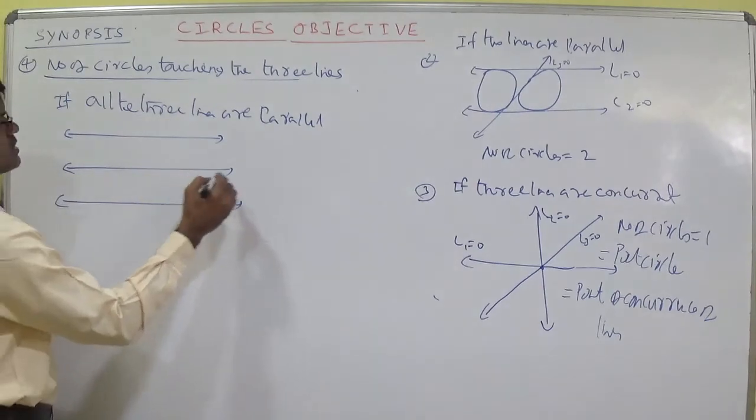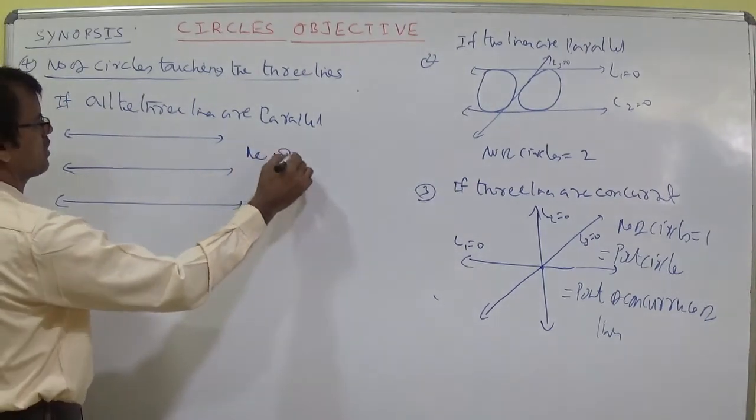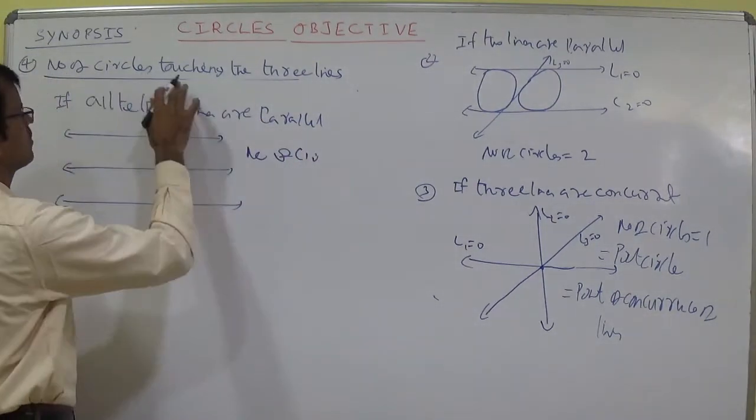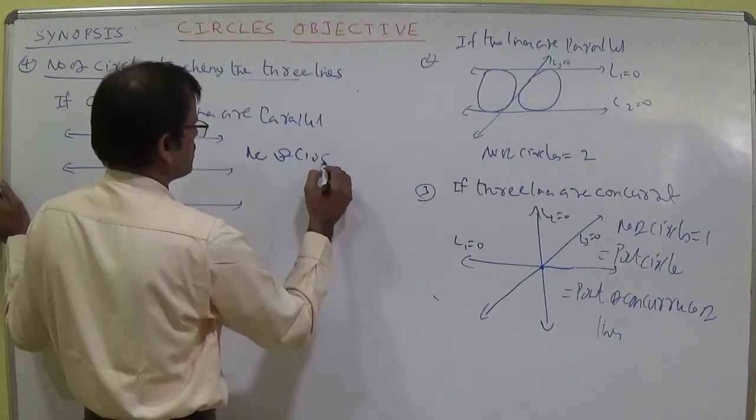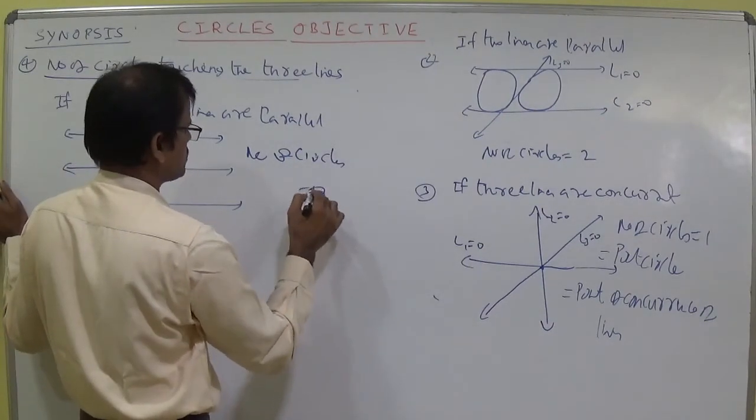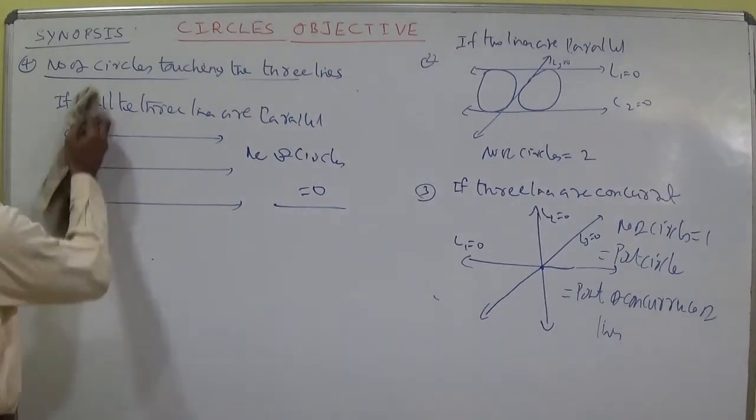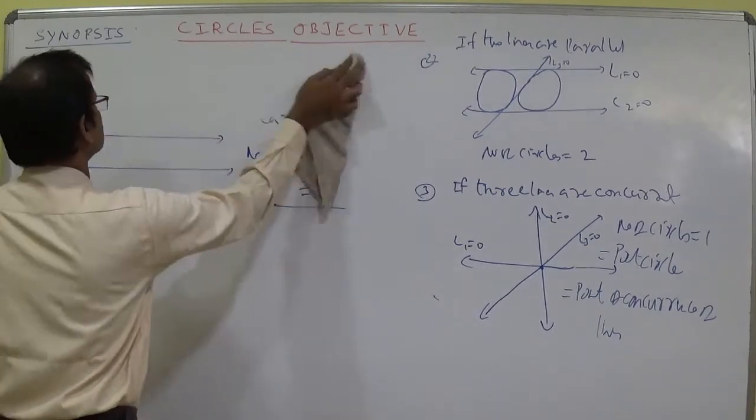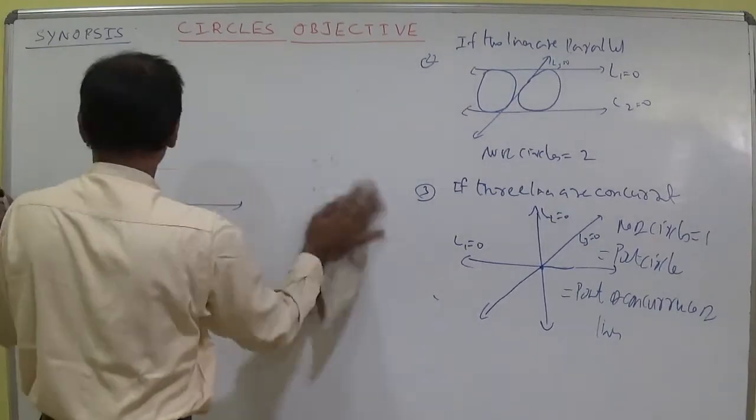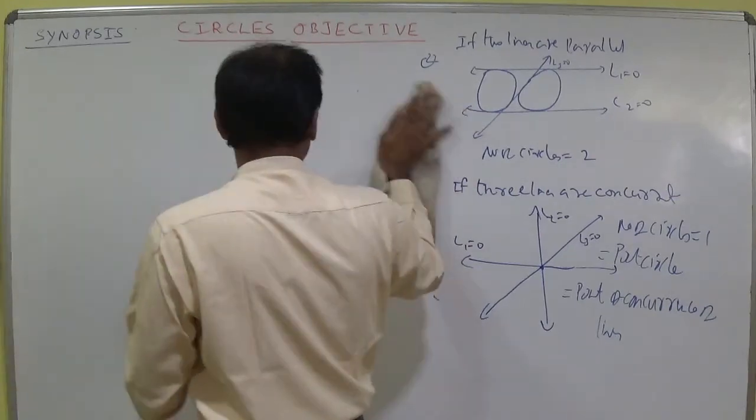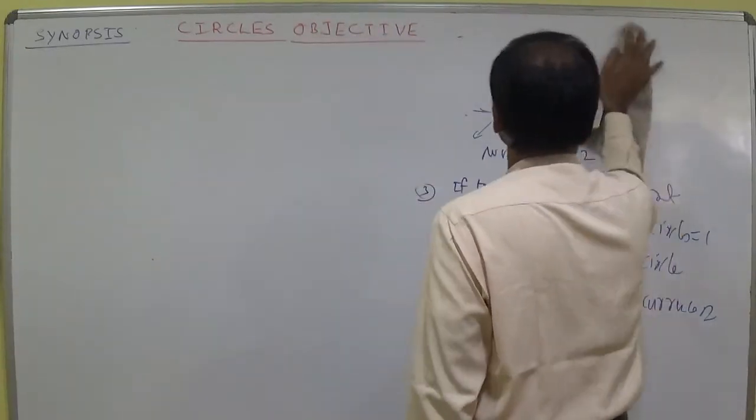If all the three lines are parallel, you write here the number of circles touching all the three lines. Number of circles equal to 0. So no circle can be drawn. This is an important topic for the MSET level. Now four points are completed in the synopsis. Let us discuss the fifth point.